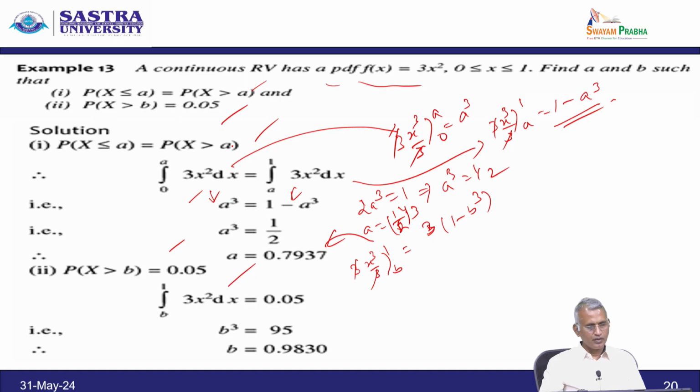So, the value is taken positive and this value equals 0.05, therefore b cube equals 0.95. So, b equals 0.9830.